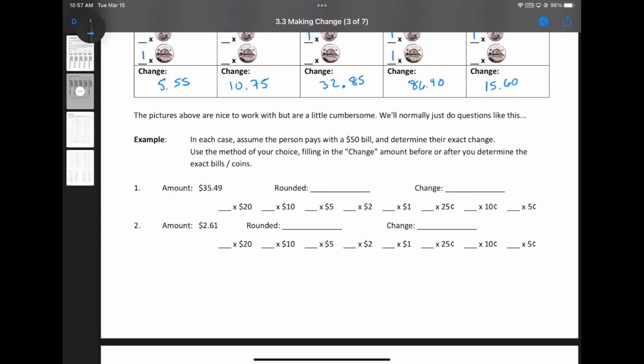So for this one, 35.49 would round off to 35.50. And then I'll use the first method we saw, which is subtract and then add up the change. So if I subtract 35, sorry, what were we paid with here? Oh, it's written up here. We're paid with a $50 bill. So if we're paid with a $50 bill, 50 minus 35.50 is 14.50. So we did the subtraction first. And now we add up to 14.50. That's going to be a 10, 2 toonies, and 2 quarters.